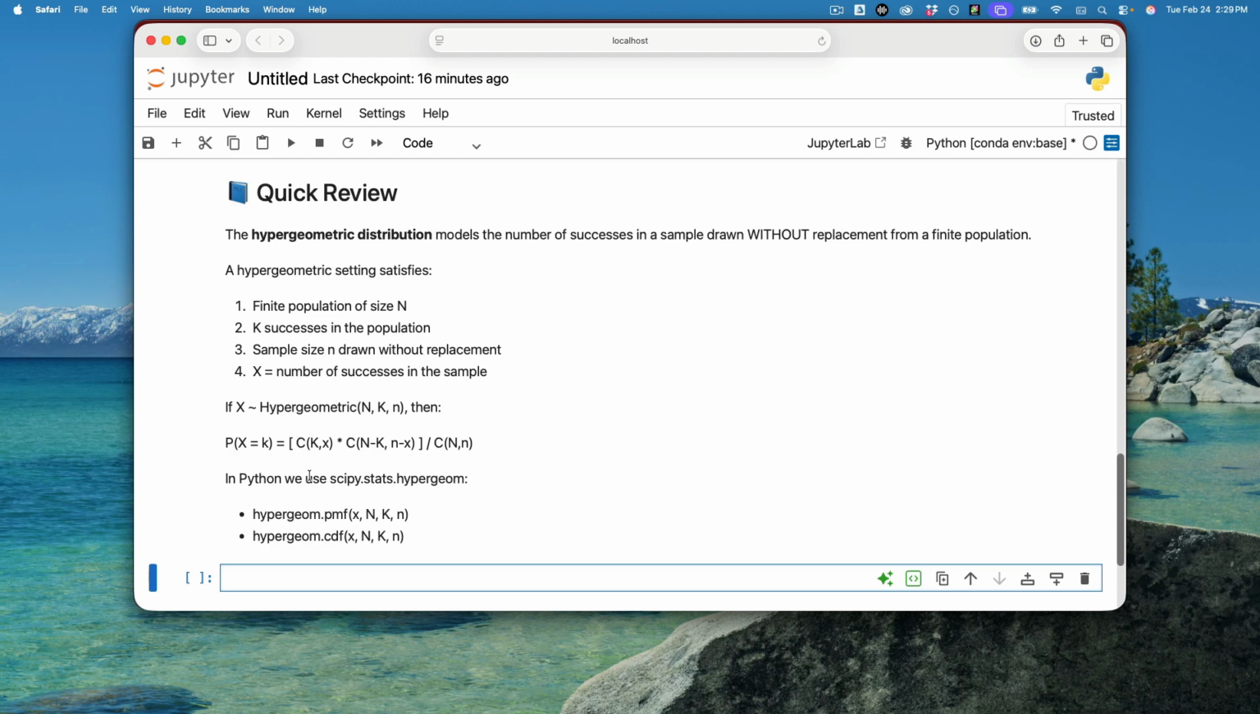So with the hypergeometric, you have 4 parameters: the population size, the number of successes in the population, so that's a number, not a rate, the sample size drawn without replacement, and X, the number of successes in the sample. You're asking the question, if I have K successes in the population, what's the probability of getting X successes in the sample? Okay?